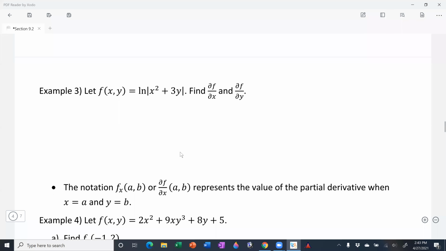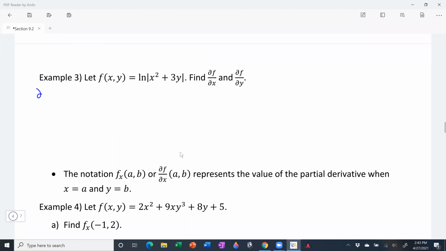Okay, let's do a couple more examples working with partial derivatives. In example 3, let f of x comma y equal the natural log of x squared plus 3y. So let's find the partial of f with respect to x and the partial derivative of f with respect to y. Using that other notation, it's very important to keep track of which variable we're treating as the variable, and the other one is a constant.